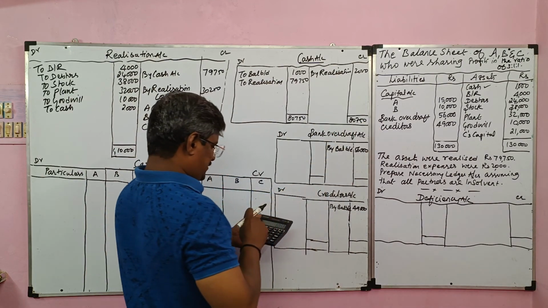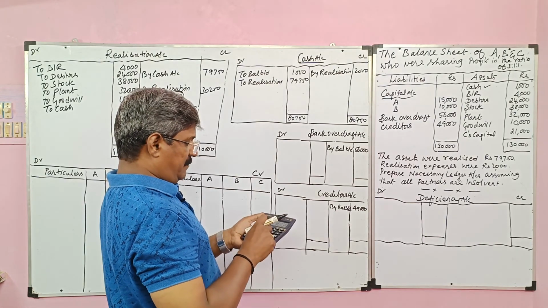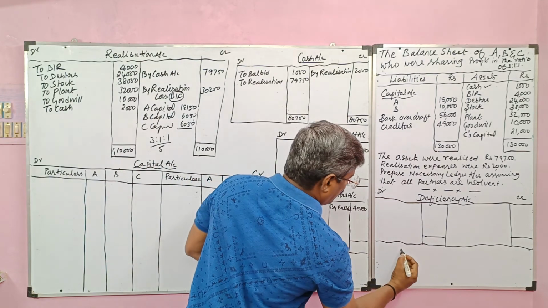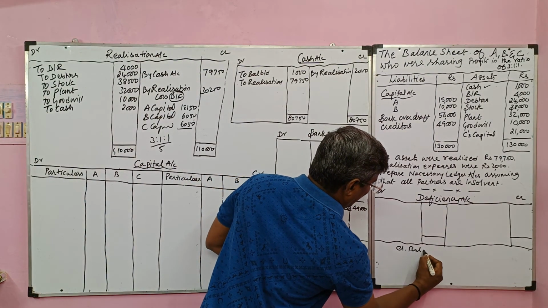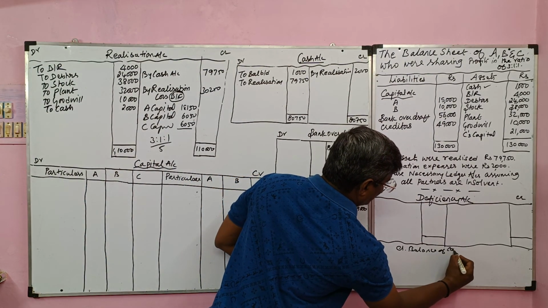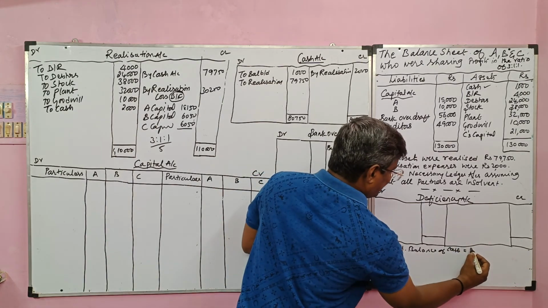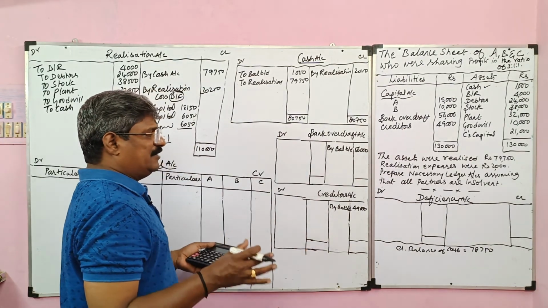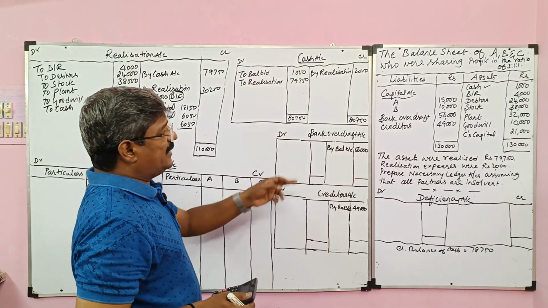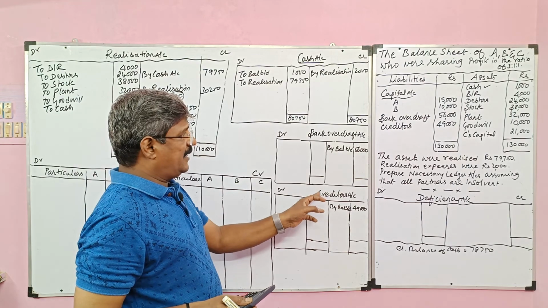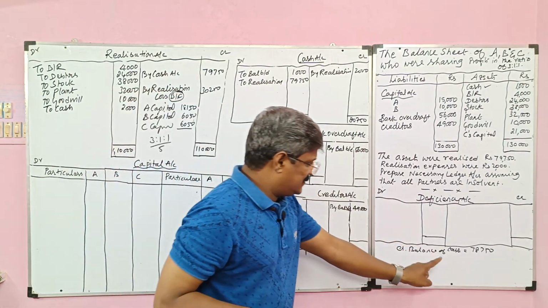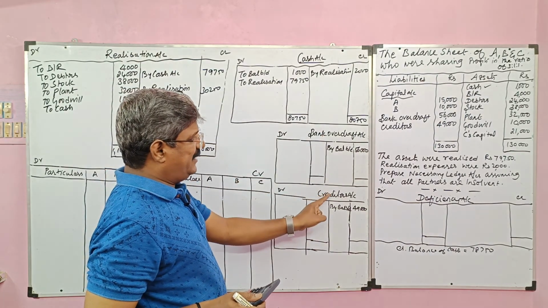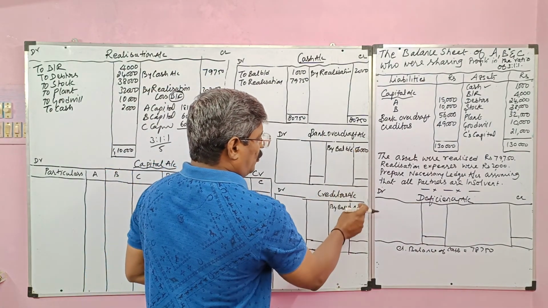80,750 minus 2,000, so the closing balance of cash available is 78,750. Here there are two external liabilities, namely creditor and bank overdraft. So this closing balance of cash is shared by bank overdraft and creditor in the ratio of the total value.